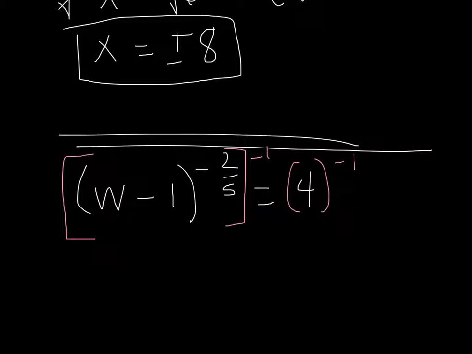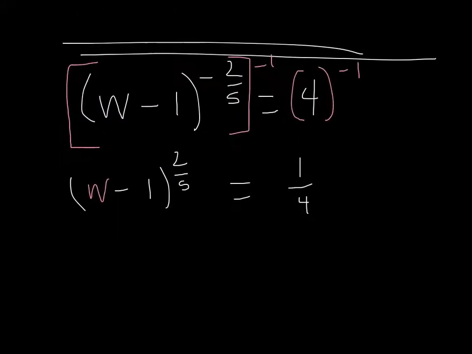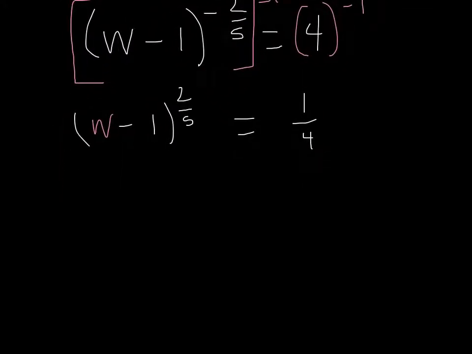So now I have w minus 1 raised to, instead of -2/5, it's now raised to a positive 2/5. And on the right hand side, remember a negative power is a reciprocal of that base, so it becomes 1/4. And now it's kind of like the last problem.